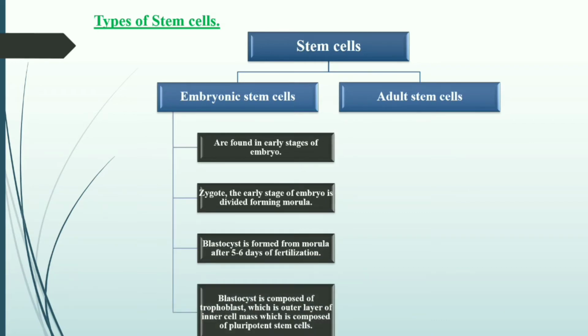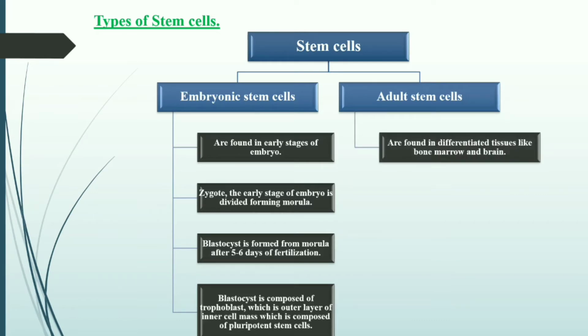Blastocyst is composed of trophoblast, which is the outer layer, and the inner cell mass, which is composed of pluripotent stem cells. We will later watch an image of this explanation.